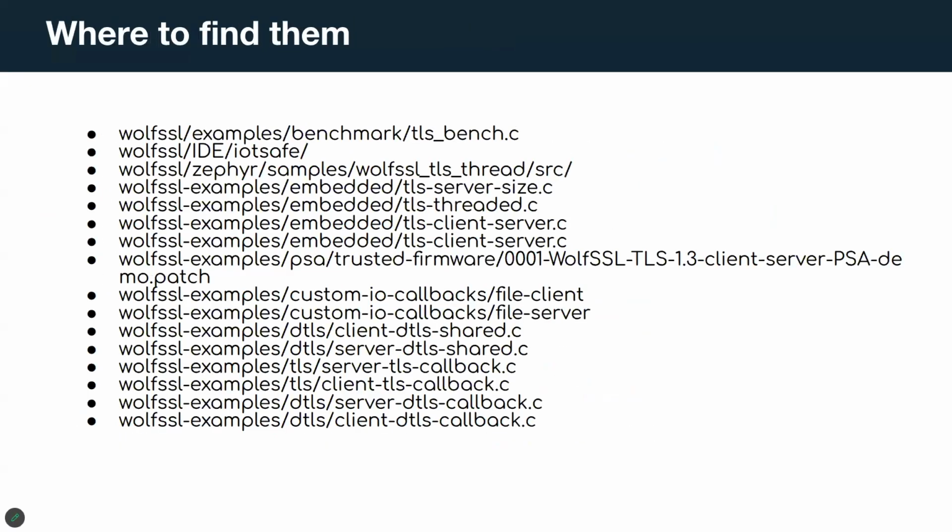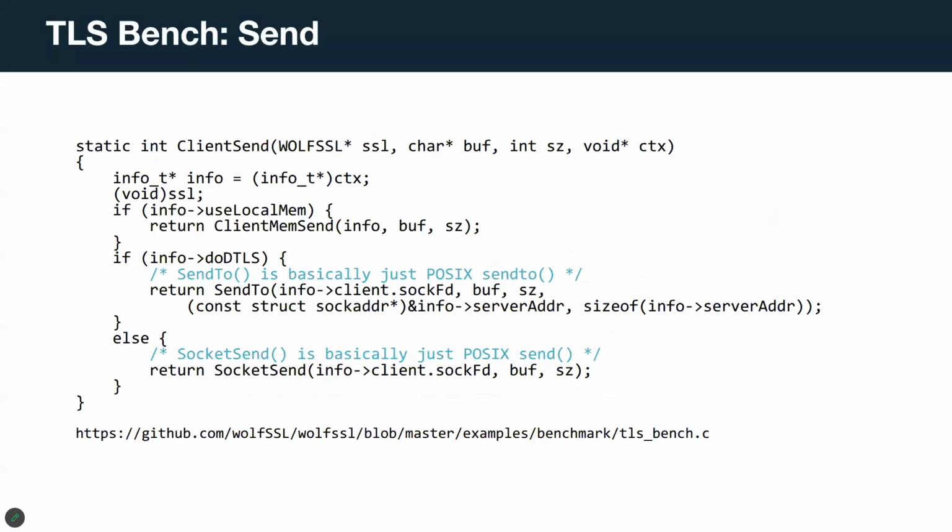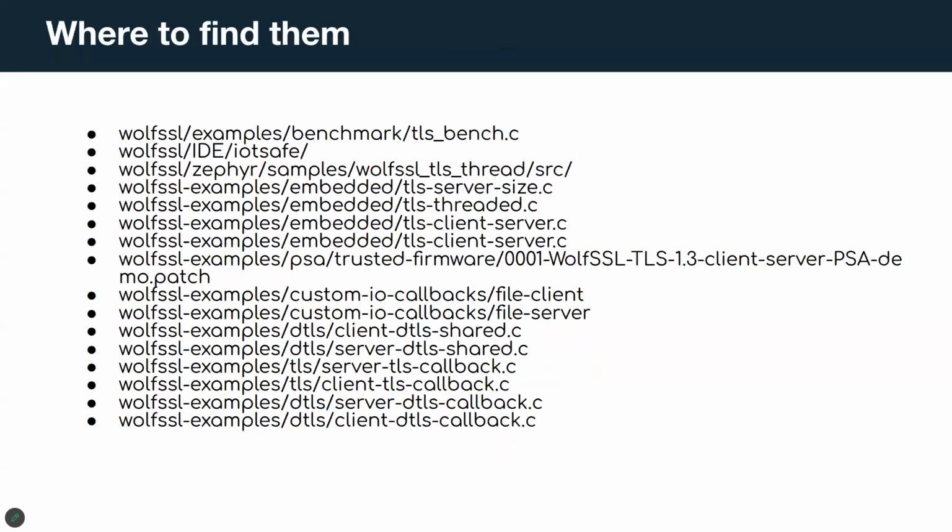Now, these examples basically all are cut down versions of this and this. What I mean by cut down is it doesn't bother checking for all of these three. It's basically set up such that it's doing one of those three options. So it's either doing a memory copy, or it's doing DTLS over UDP, or TLS over TCP IP.